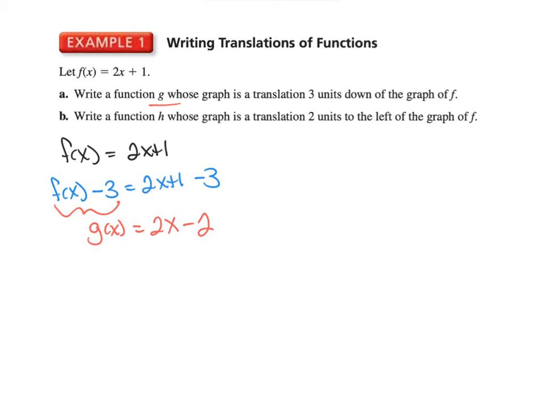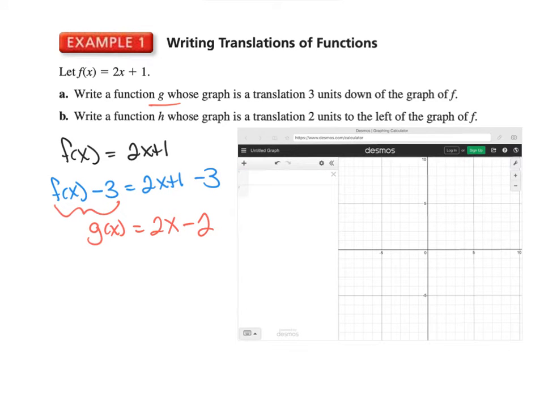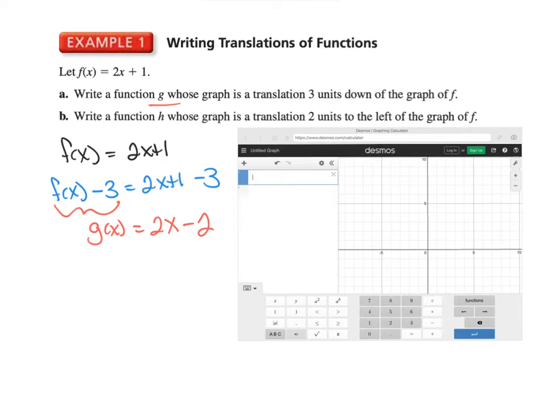Now you can check this using a graphing calculator, so let's check that. We're going to graph this using Desmos. So let's graph the original function, 2x plus 1. And then we're going to graph the second function, and we're going to look for that translation of 3 units down, 2x minus 2. And if you notice that this is 3 units moved down, so that checks out. So that was part A. Now let's look at part B.